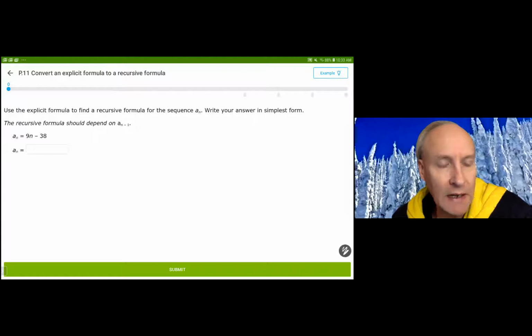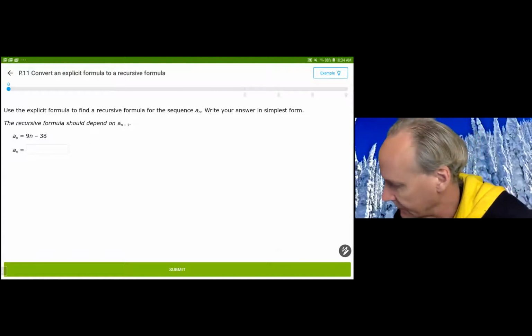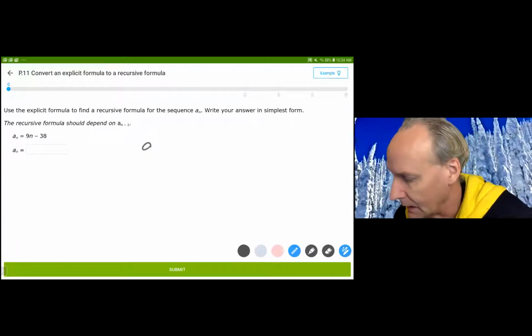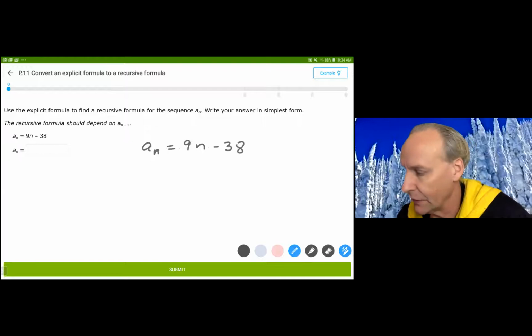So I want a recursive formula for this. Our initial formula, a_n equals 9n minus 38. A couple of things going on here. First of all, negative 38 isn't our first term. Our first term comes from putting a 1 in for the n, and that's going to be 9 minus 38, which is negative 29. So this is our first term.